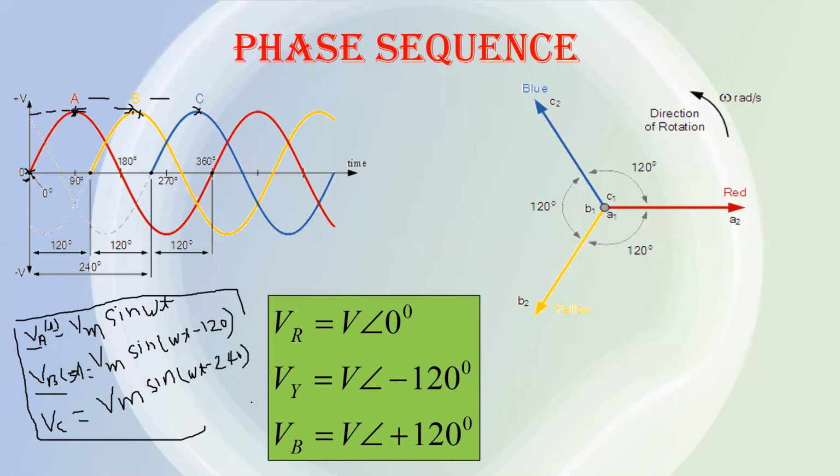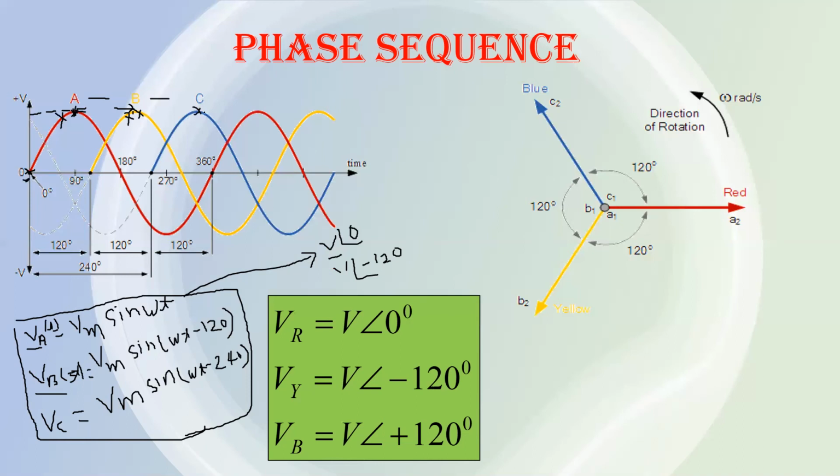But if you want to write this equation in polar form, how will you write it? You have already studied this in first year. The voltage of phase R will be V angle 0. Here V is the RMS value, or Vm by root 2. What will be the voltage for phase Y? It will be V, and you have to write the angle through which it is lagging phase A. It is minus 120 degrees.